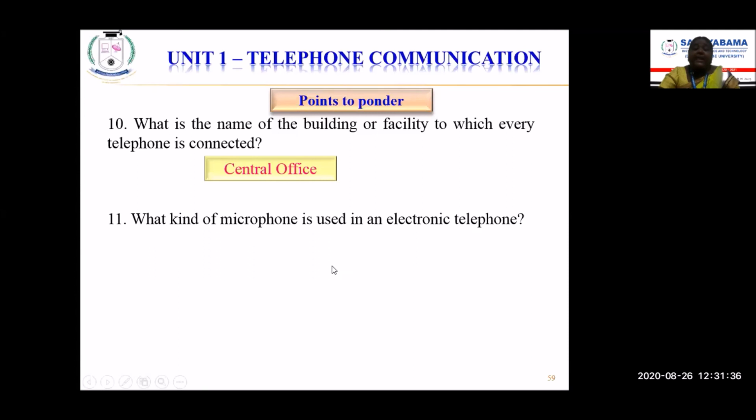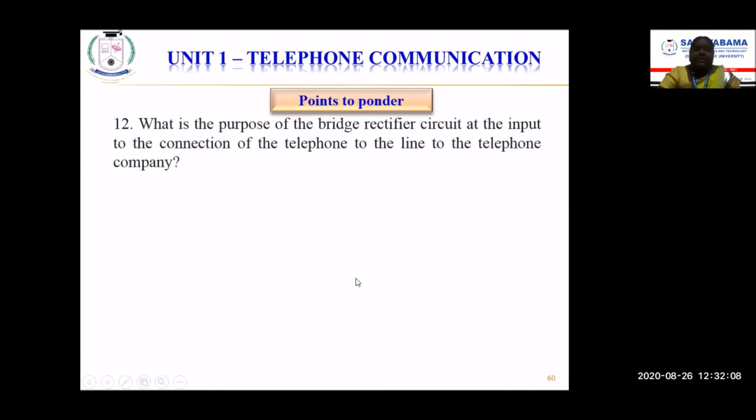So it is going to be the electret microphone, not the carbon microphone. There will be some kind of crystal oscillators producing the sounds. So you should differentiate. In the standard telephones, they used carbon granules as the vibrating material for the microphones, whereas in the case of the electronic telephone, it is going to be the electret microphone. Okay. Now let us quickly move on to the next question.